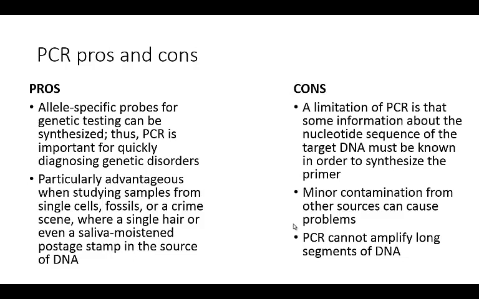So a con of this is that you must know at least something about the nucleotide sequence of your target DNA in order to design primers that will bind to that DNA. Those primers need to bind at pretty high fidelity, and the primers are usually about 20 to 22 nucleotides long, so you need to know at least that much about the sequence. If you have even minor contamination from other sources, that can potentially cause problems as well. It also cannot amplify long segments of DNA. So PCR starts to fail if you try to do longer than, maybe about 1 kb, 2 kb, something like that. You can't go too long with the segments that you're trying to amplify.